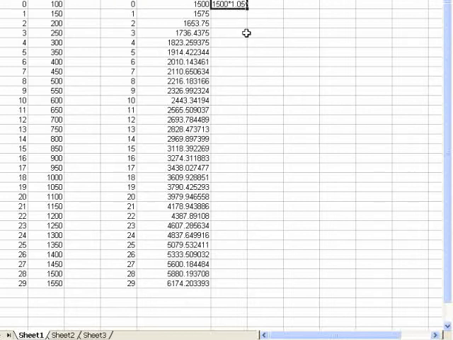Why won't it let me put that in there? Oh, because I didn't put equals, of course. 1500 times 1.05 to the power of, this is x, right? So there's x. So instead, I can just follow that down now, right? The next one's going to be 1500 times that.